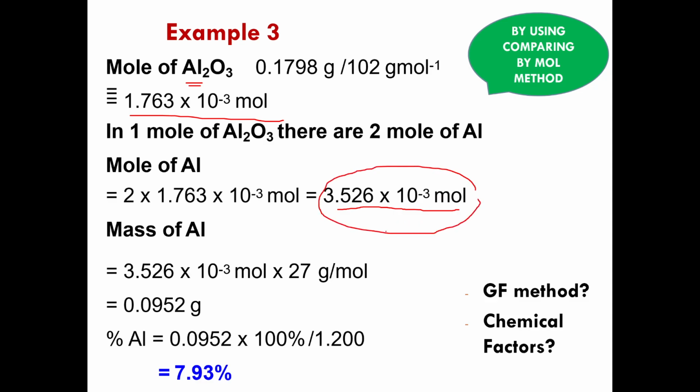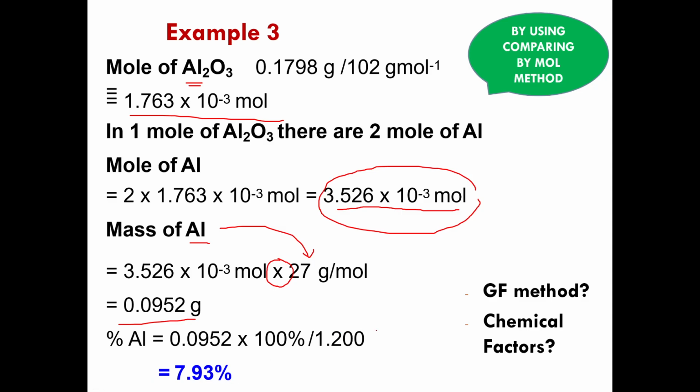By using the mole of analyte, you can determine the mass of analyte. How to measure the mass of analyte? You multiply this mole by the molecular weight of the analyte, which is 27. So you get the mass of the analyte. Then, using the same equation as for chemical and gravimetric factors, you divide it by the mass of sample and multiply by 100% to get the percentage of analyte. So you get the percentage of analyte, which is 7.93%.